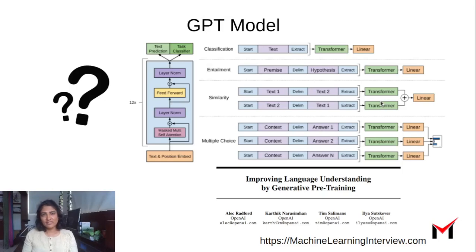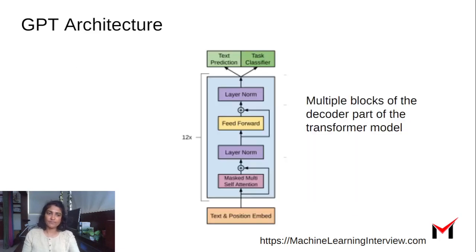The GPT model. The GPT model was introduced by OpenAI in 2018 in this paper, Improving Language Understanding by Generative Pre-training. The architecture of the GPT model comprises basically the decoder part of the transformer, and it's repeated multiple times, as you can see 12 times here, and this constitutes the GPT model.